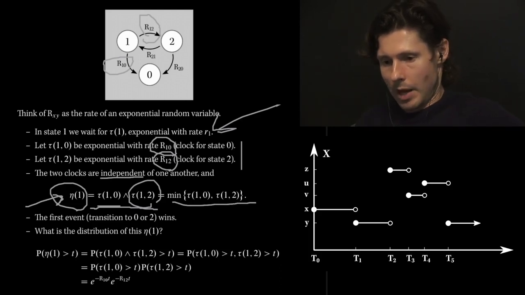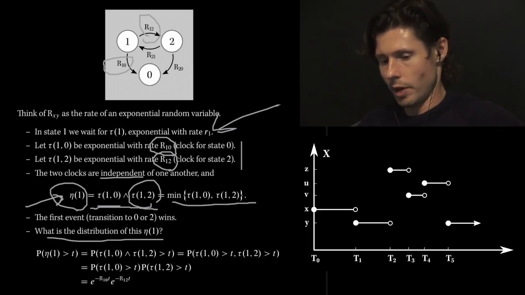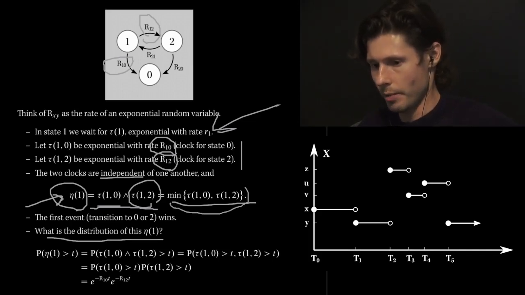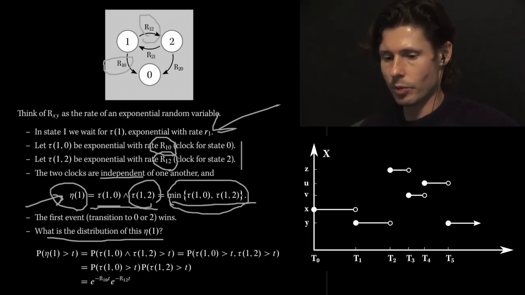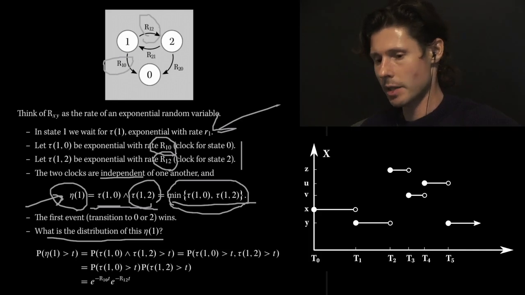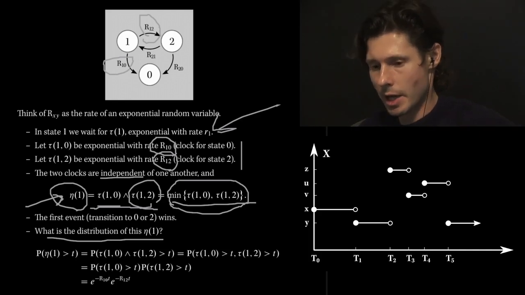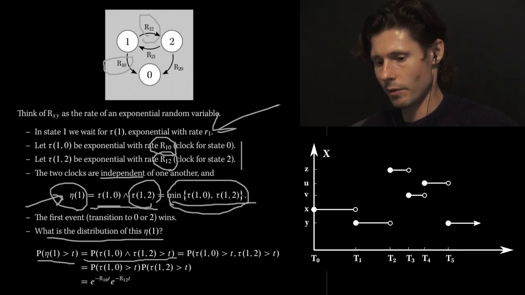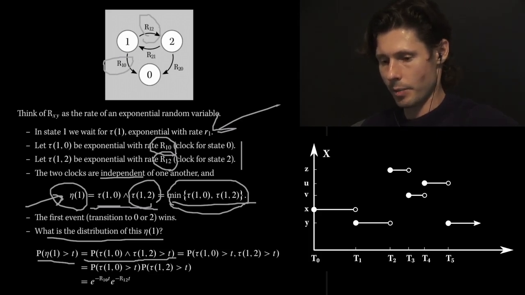Now let's look at the distribution to see if we can give some interpretation for what this random variable is. There's always a certain trick to looking at distributions of minima of random variables. If you have a minimum, you want to look at the survival probability. If you have a maximum, you want to look at the CDF. Here I have a minimum, so I'm going to look at the survival probability. In this step, I haven't done anything, I've just plugged in my definition for eta. The next step is the crucial one.